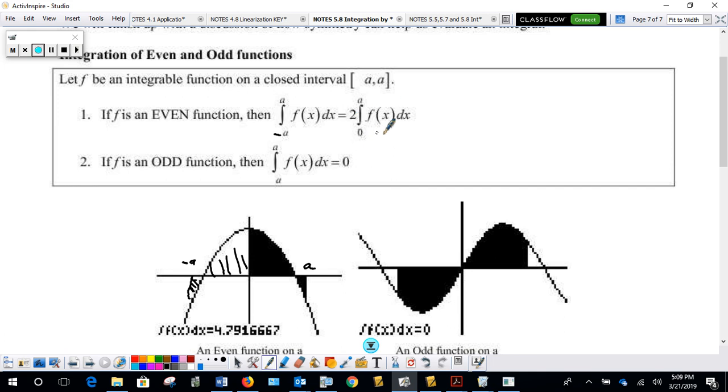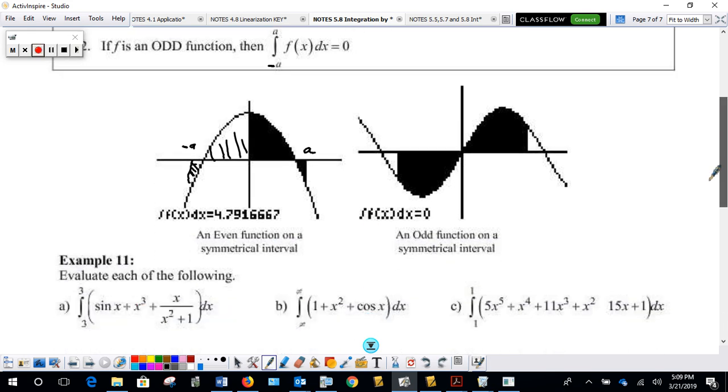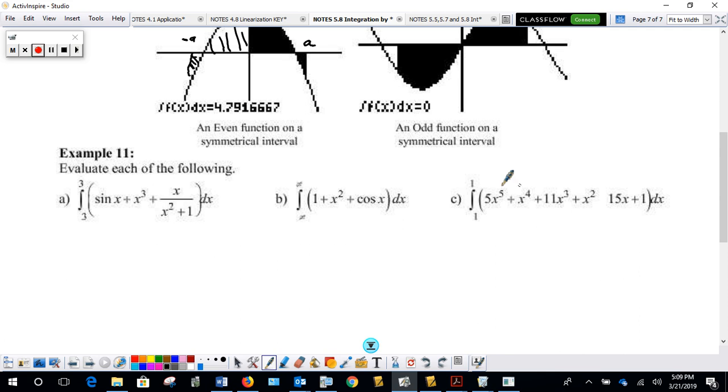So that's one shortcut. Then if the function is odd, we don't have to even do anything, because what's on the left is always opposite of what's on the right, and so this will always be 0. They're just little shortcuts so you don't have to do any work. So when I look at this function right here, sine is an odd function, x cubed is an odd function, and because this is odd over an even function, this is an odd function. So the minute that I am doing -3 to 3, I have to recognize that this doesn't require any work. The answer is 0, because these are all odd functions.